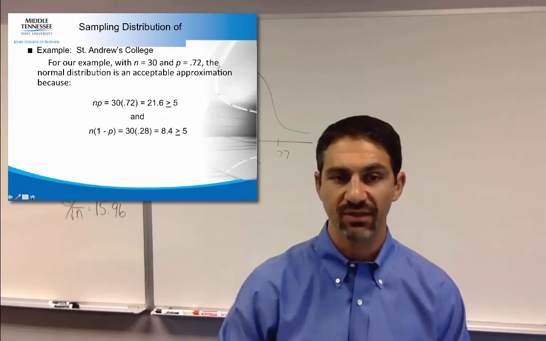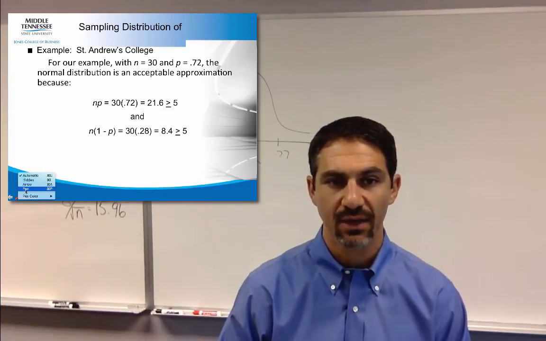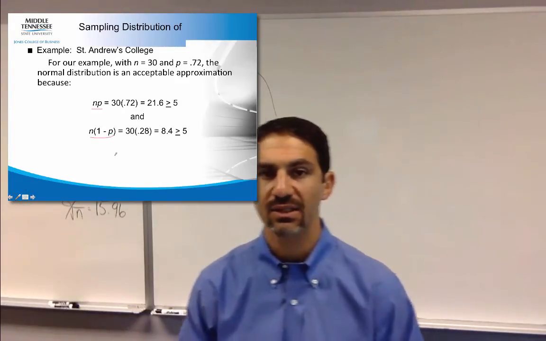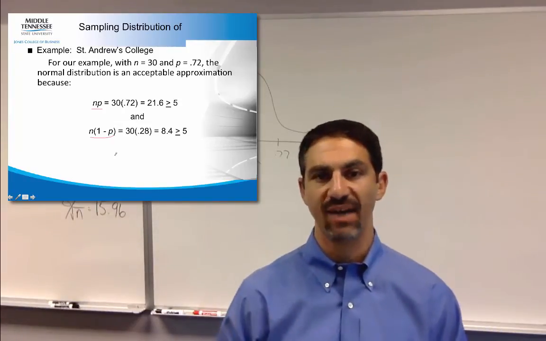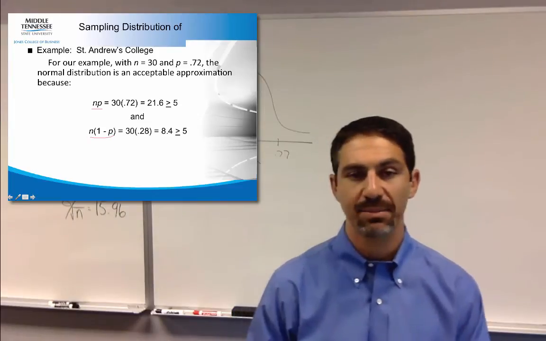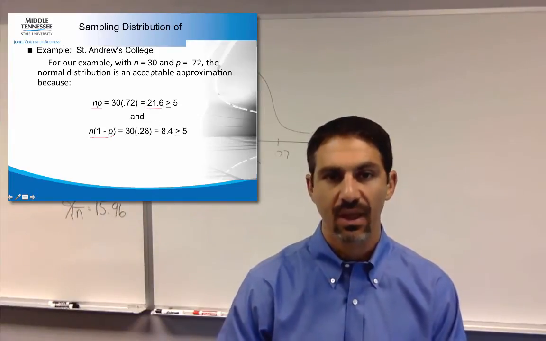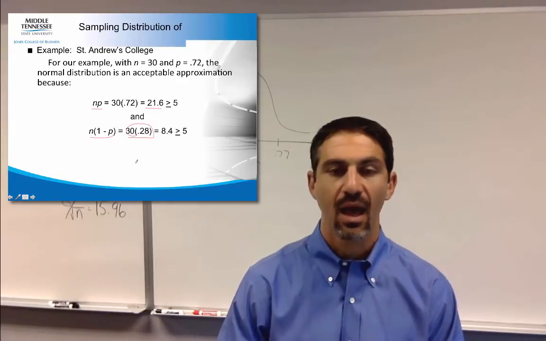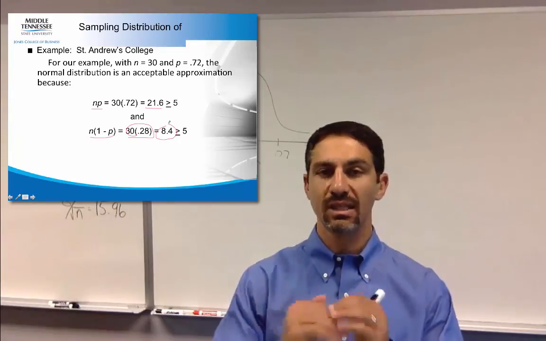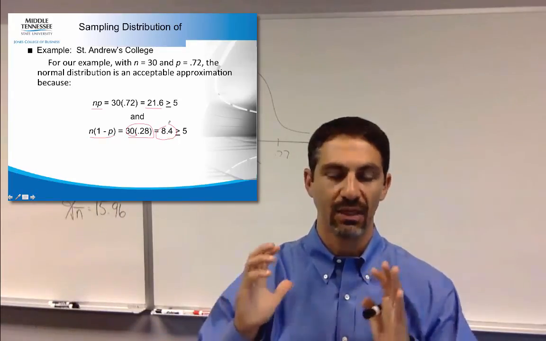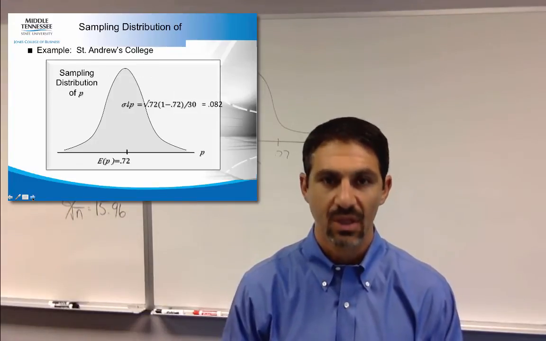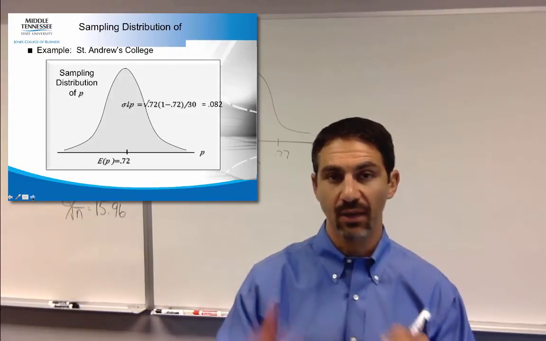But the way we have to first figure that out is, do we meet the criteria to use z-scores? And these two formulas must be more than 5. So the population proportion is 0.72 times the sample size, that is larger, and then 0.28 times 30, and it's still larger. So this is just a checkpoint to make sure that we do have a large enough sample to use proportions and z-scores together.